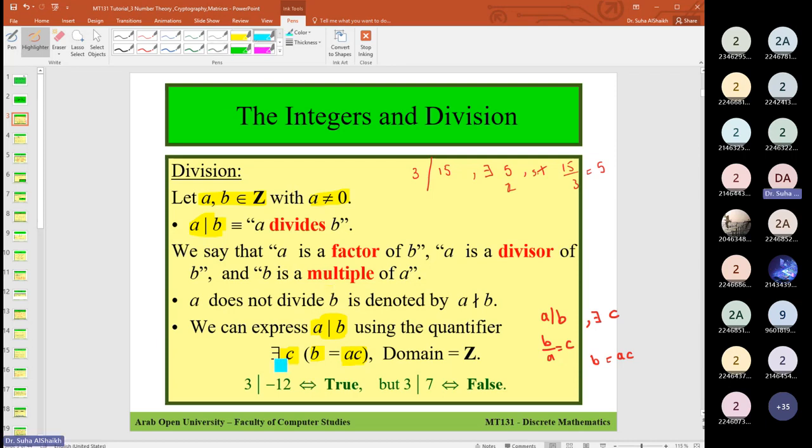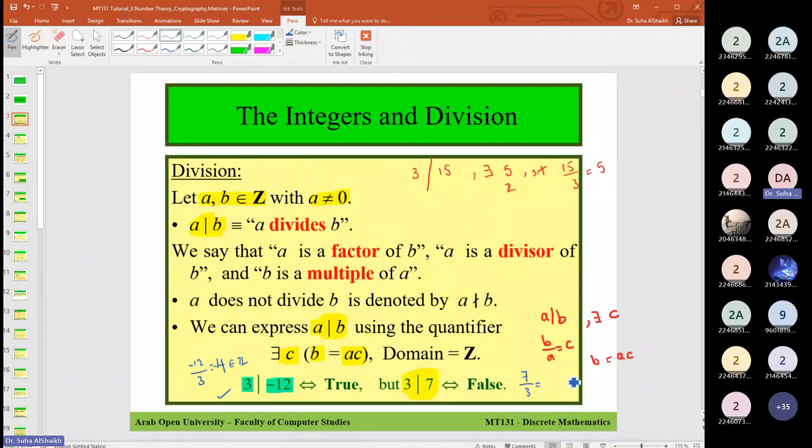For example, we have number 3 divides -12. Why? Because when I divide -12 over 3, the answer is equal to -4, which is again an integer, which means yes, 3 divides -12. Now, does 3 divide 7? No, this is false. Why? Because when I divide 7 by 3, the answer will equal to what?